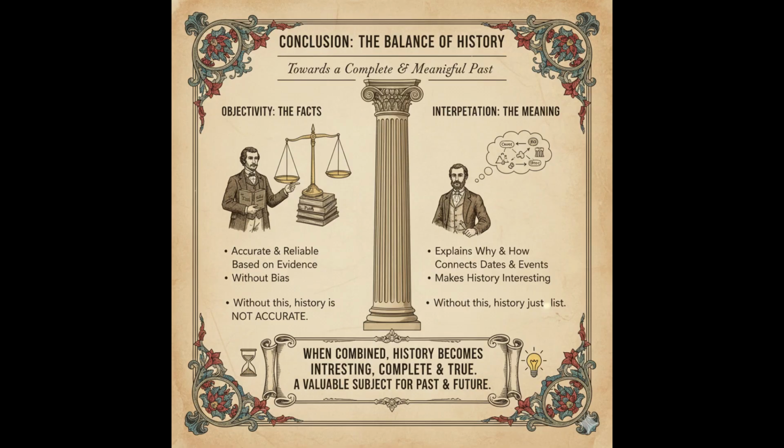Conclusion: objectivity and interpretation are both important in historical writing. Objectivity helps us learn the truth about the past, while interpretation helps us understand the meaning behind the facts. Without objectivity, history would not be accurate. Without interpretation, history would be only a list of dates and events. When both are combined, history becomes more interesting, complete, and true. They make history a valuable subject that teaches us lessons from the past and guides us for the future.